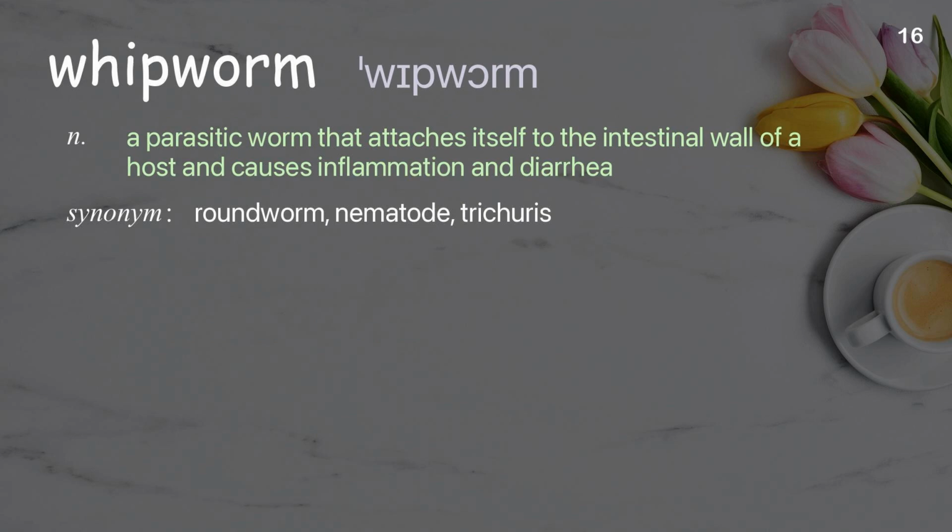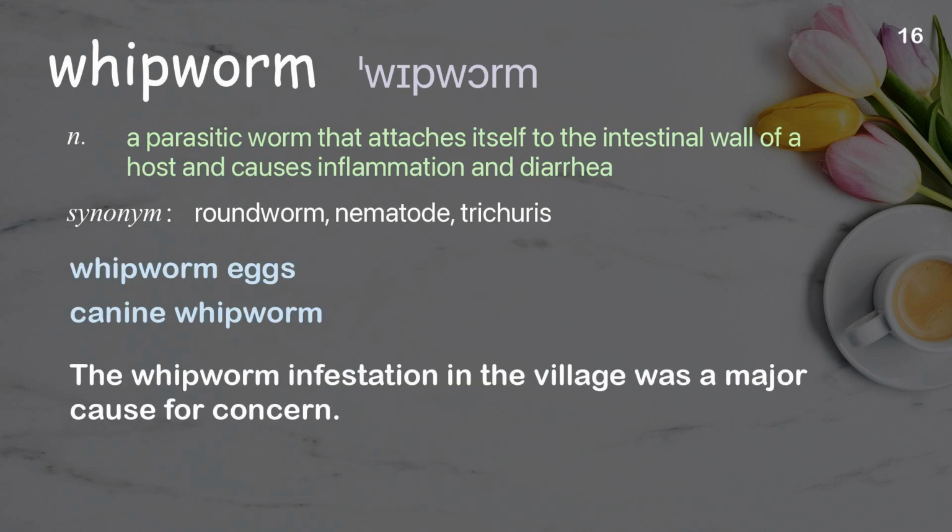Whipworm. A parasitic worm that attaches itself to the intestinal wall of a host and causes inflammation and diarrhea. Examples: Whipworm eggs. Canine whipworm. The whipworm infestation in the village was a major cause for concern.